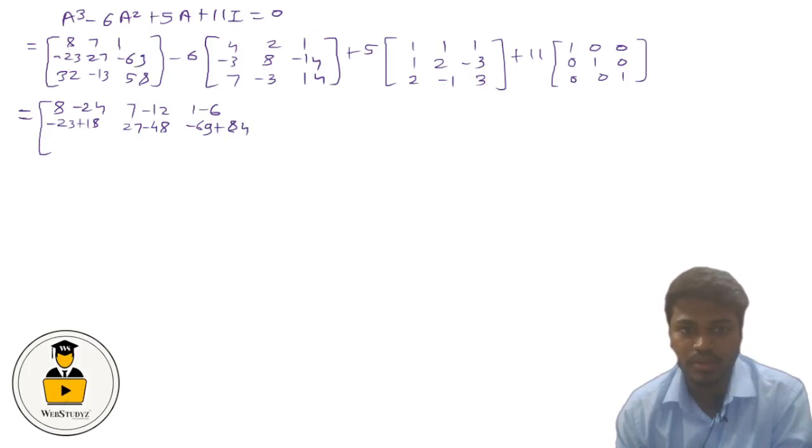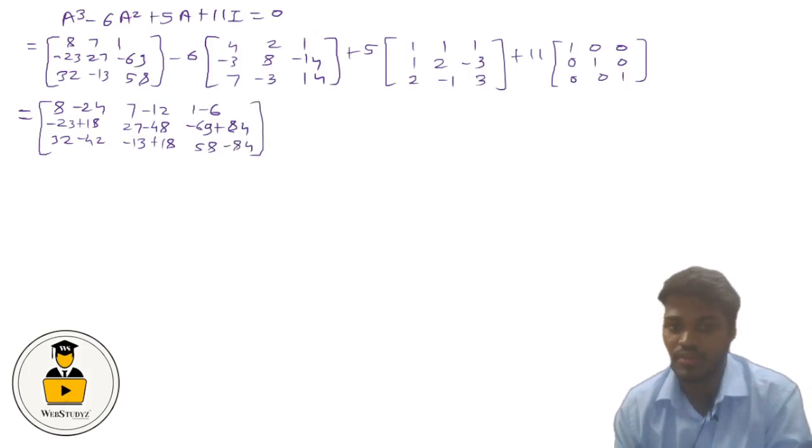Then 32 minus 40 minus 42. Then minus 13 plus 18. Then 58 minus 84. So this is the result of the first two terms.